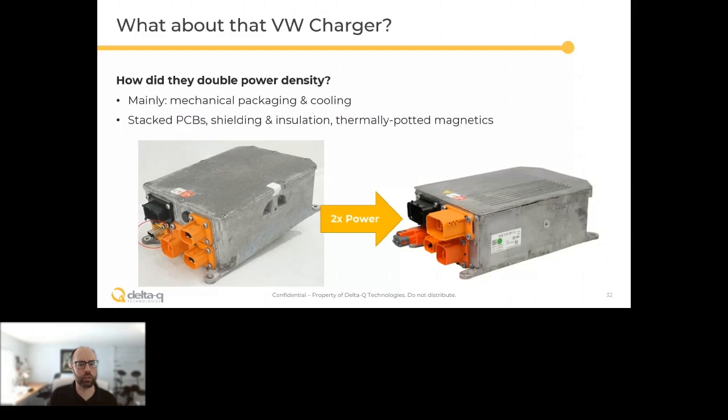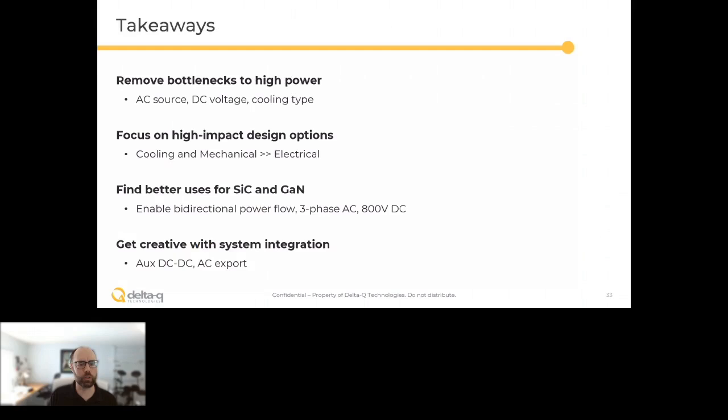So, takeaways at a high level. Even at the application level, looking at vehicle design, there are bottlenecks that you can remove to enable high power. Making sure that you have a sufficient AC source that you plug into, high enough DC voltage, and a cooling type that will let you reach the density that you need. If you're designing power electronics, you likely want to focus on the higher impact design options, which tends to be cooling and mechanical. There are things to do on the electrical side, but often there are better uses for SiC and GaN, like to enable bidirectional power flow or higher input or output voltages.